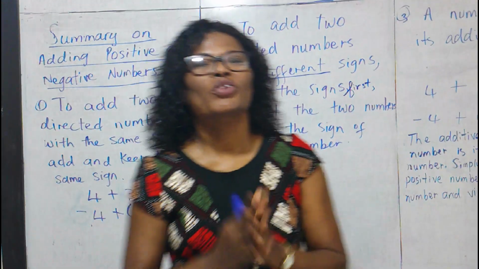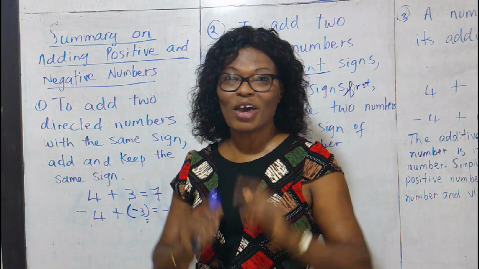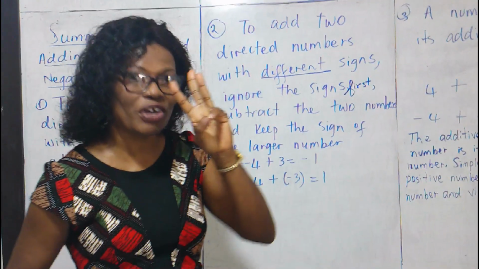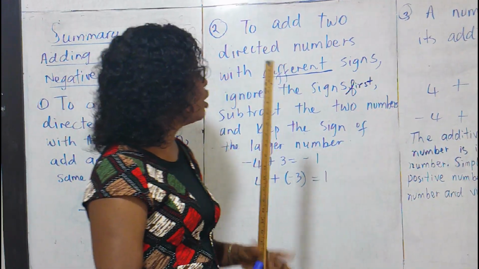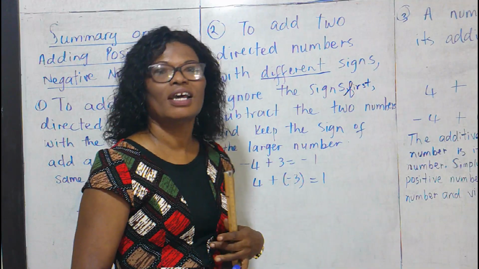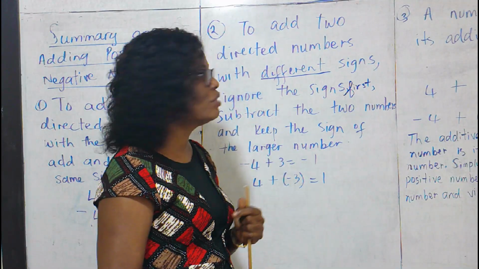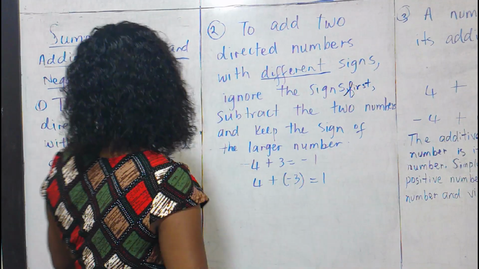Guys, the rules on adding positive and negative numbers. I hope you're ready to hear the rules. There are 3 of them, and we're going to take them one at a time. And remember, you may pause the video, write this off in your books, and learn it so that you are comfortable with this topic, okay? So let's move now to number 1.